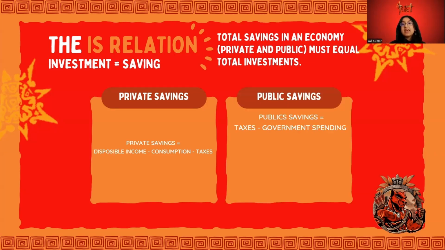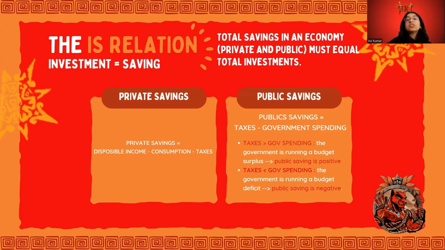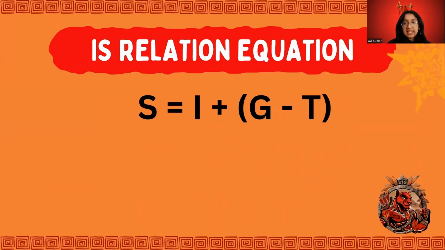Now, public saving is your taxes minus government spending in the economy. What the government earns minus what the government spends. Now, when your taxes are greater than the government spending, the government is running a budget surplus, which means they're making more than they're spending. So public saving is positive. However, when taxes are less than government spending, it means they are spending more on the economy than they are earning. So the government is running a budget deficit. So the public saving is negative.